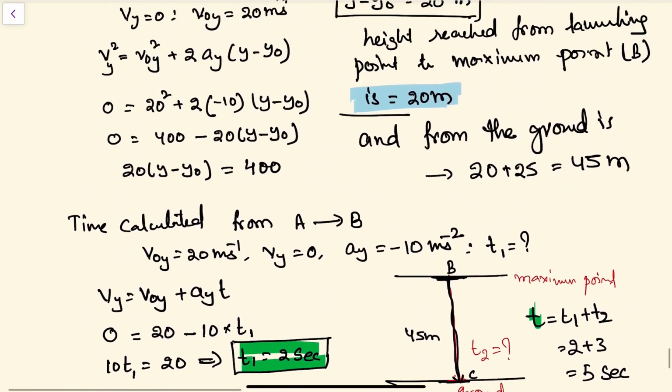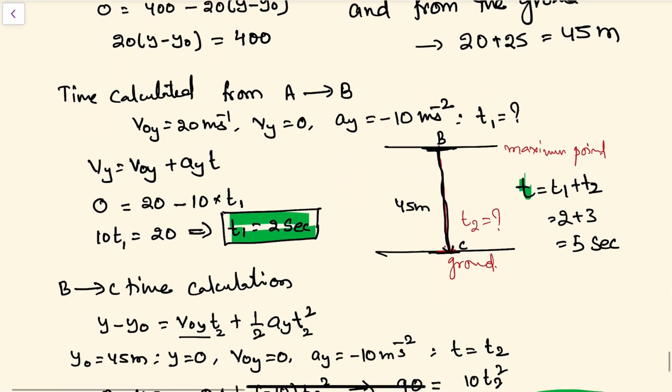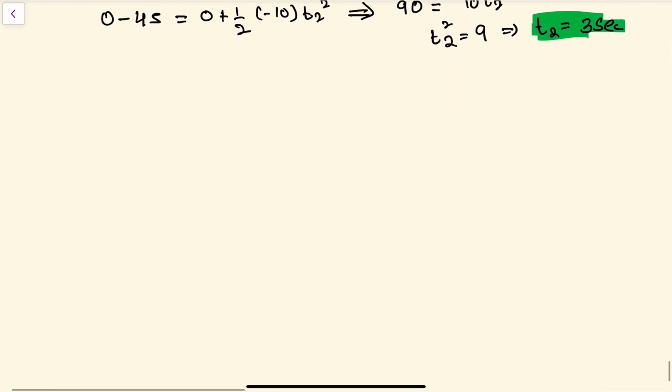See, we have calculated the time from here to here, 2 seconds, from here to here, 3 seconds. How long will it be before the ball hits the ground? This is hitting the ground. So this is the entire scenario where the total time is 5 seconds. Otherwise we can follow another method, the direct method. Direct formula you can calculate.